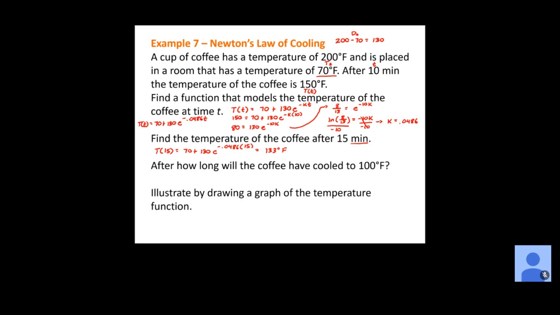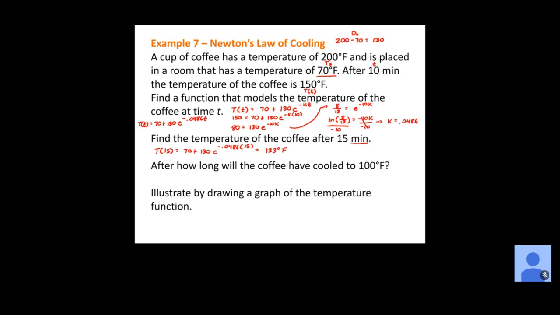So again, don't forget your units. We are dealing with temperature, and it's measured in degrees Fahrenheit for this problem. And again, as always, make sure your answer makes sense. We started at 200 degrees. We are cooling for 15 minutes, and so the fact that we get down to 133 degrees makes sense. Remember, at 10 minutes, we were already down to 150, so we should be less than that after 15 minutes. That 133 does make sense.